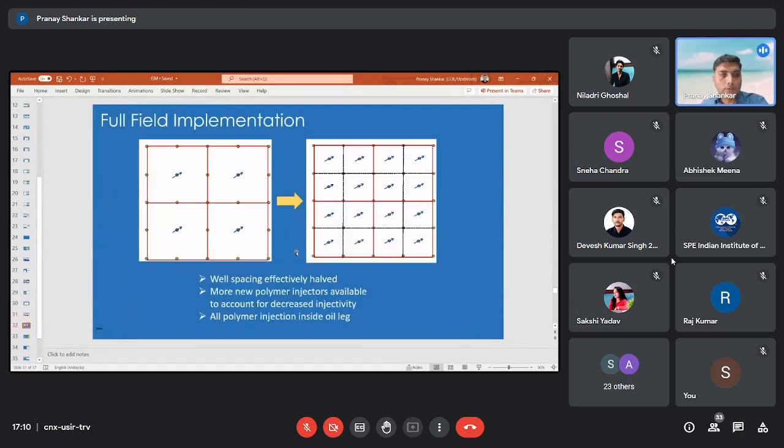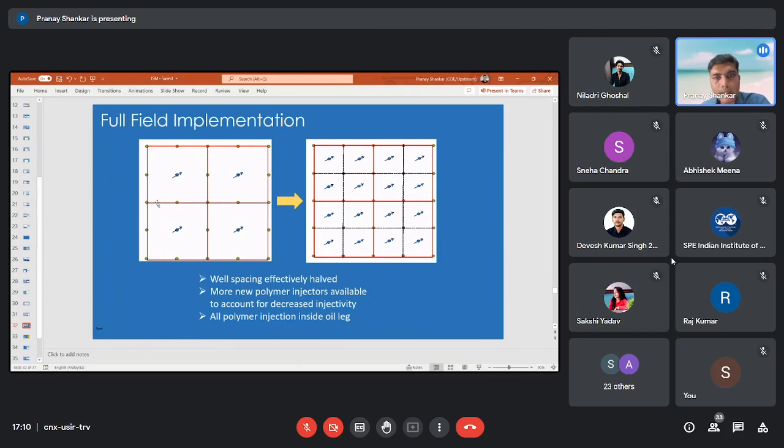So in terms of full field implementation, what we did, the pilot, the water flood was on a 9-spot pattern. So what we say is you had an injector, water injector in the middle, and then 8 producers, so it's called an inverted 9-spot pattern injection.